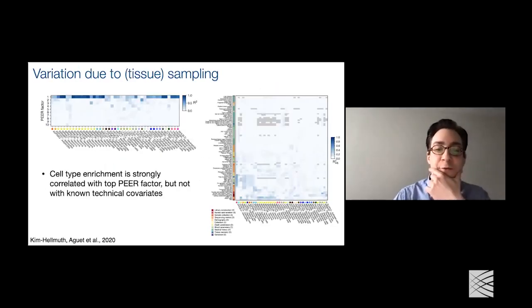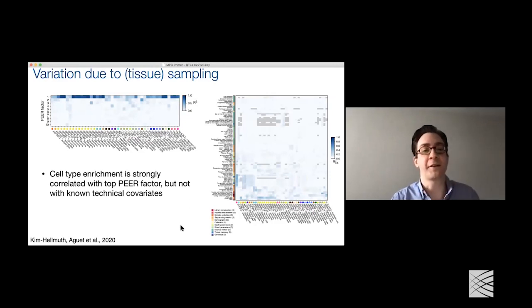And so here, just to belabor this point in terms of quality control, the variance captured by any latent factor that we're selecting, whether it's PEER factors or principal components, what we generally see is that the first couple of these factors are really strongly correlated with the cellular composition of tissue. What I'm showing here is an enrichment score, a correlation between an estimate of the tissue heterogeneity and PEER factors, and at the same time these effects are only weakly correlated with known technical covariates.